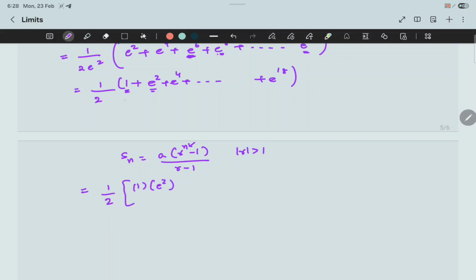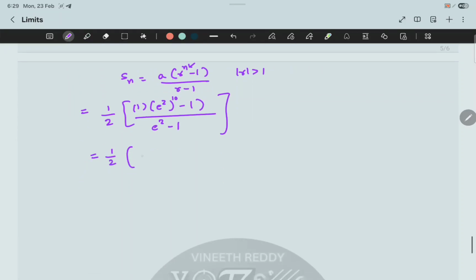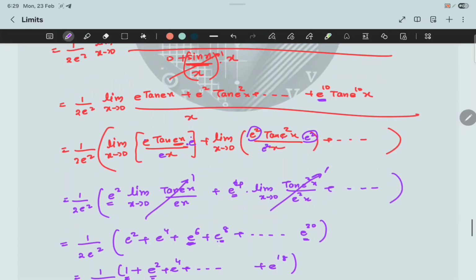The number of terms start with e power 0 and end with e power 18, that means e power 0, e square, until e power 18. So there are 9 terms, or 10 terms? I think there are 10 terms, I'm sorry. So here we write it as e square whole power 10 minus 1, by e square minus 1. So what are we left with? 1 by 2 into e power 20 minus 1 by e square minus 1. So this should be the answer if I am right.